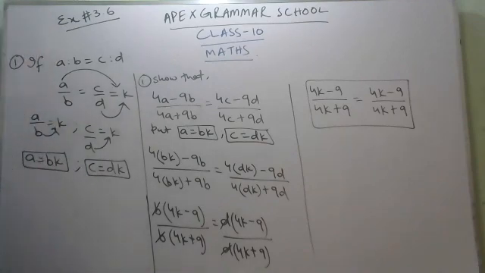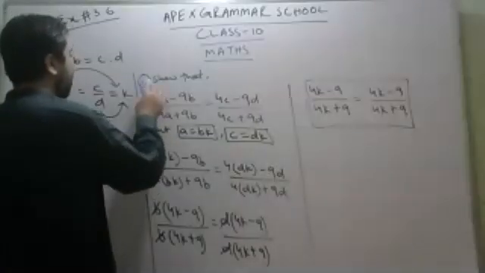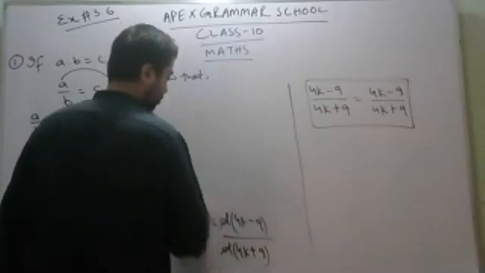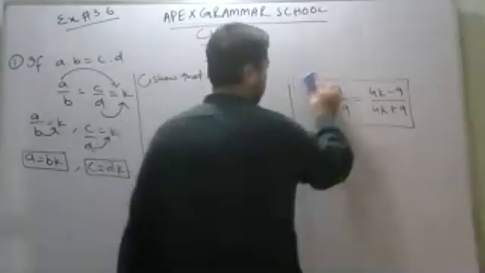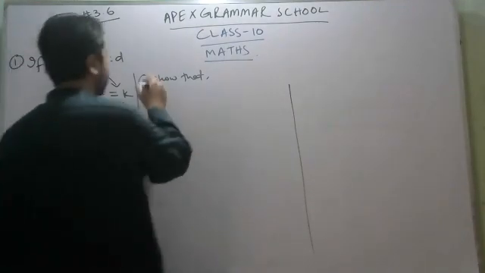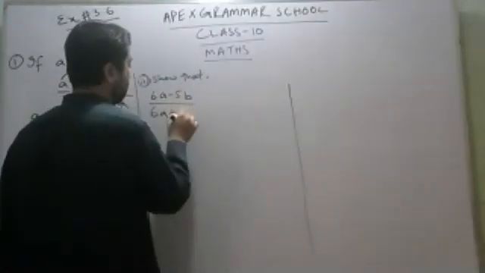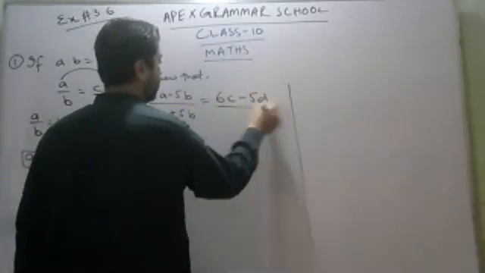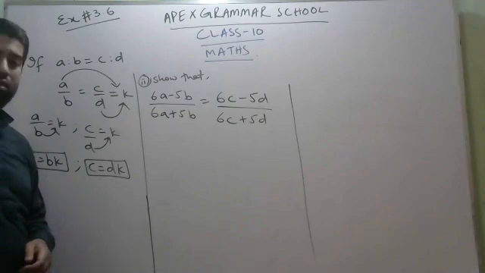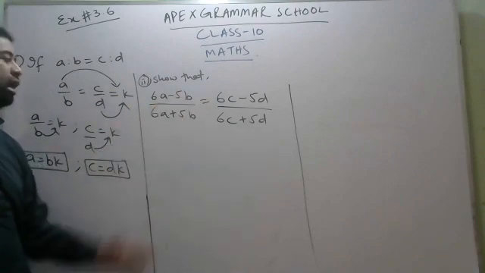Okay. Now for part 2. Part 2 is again the same thing: if these are equal, then prove that both these fractions are equal. So again apply the k method here.